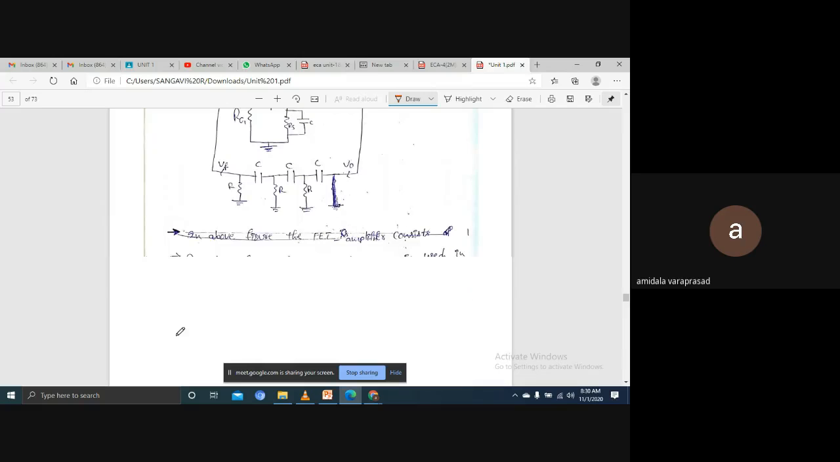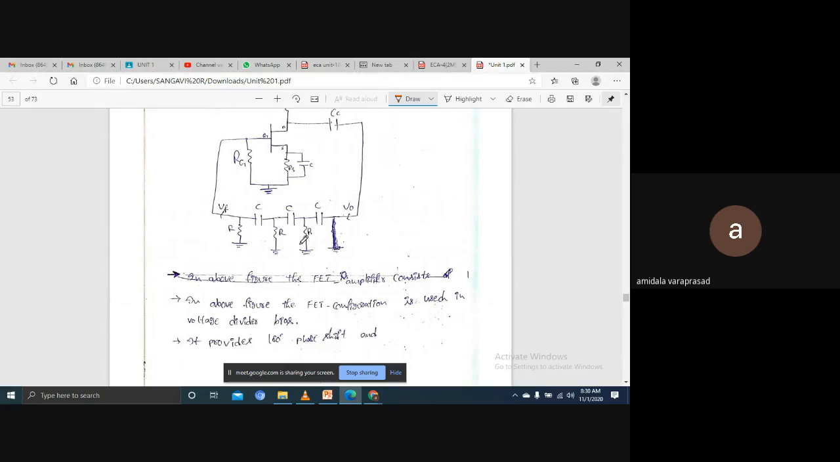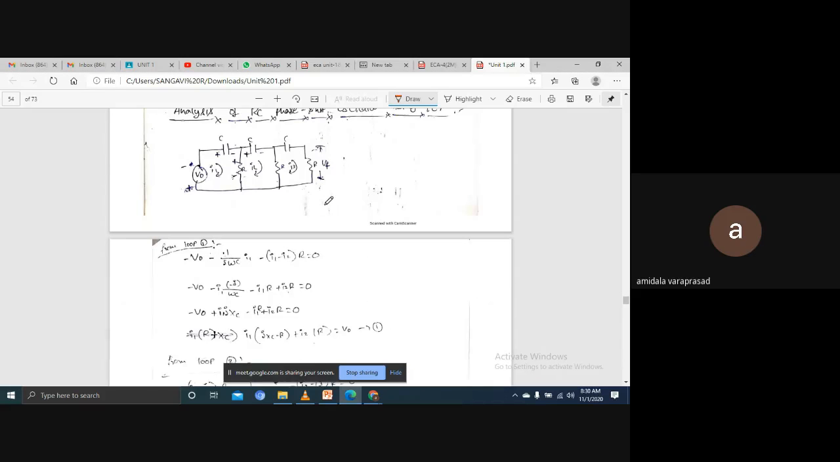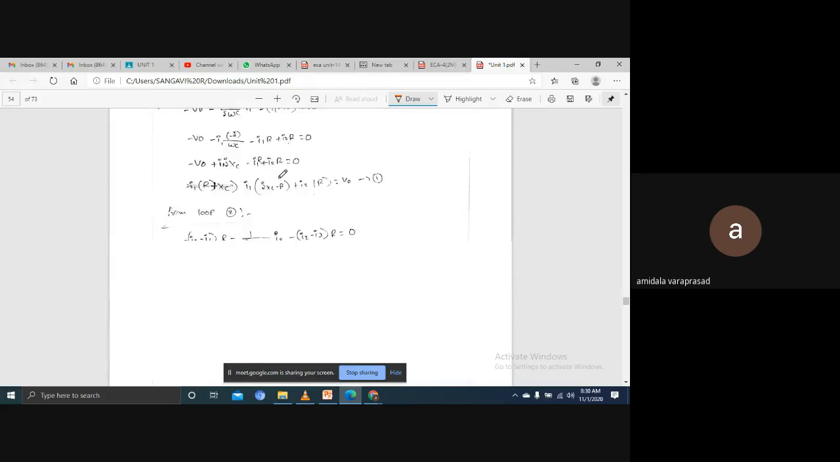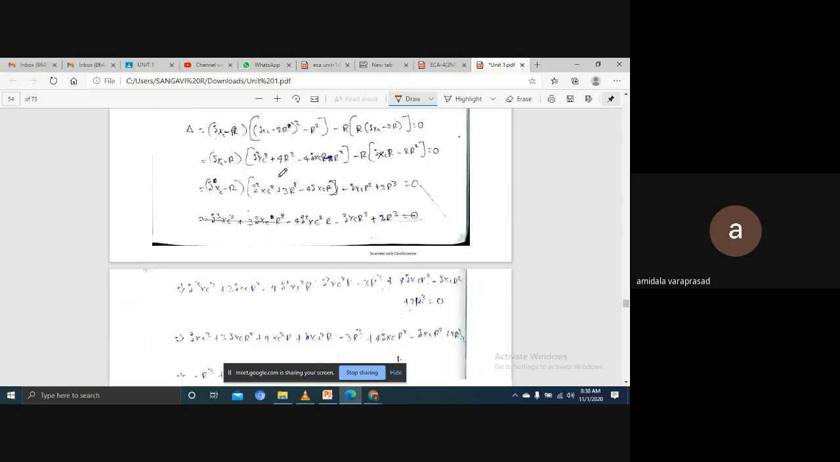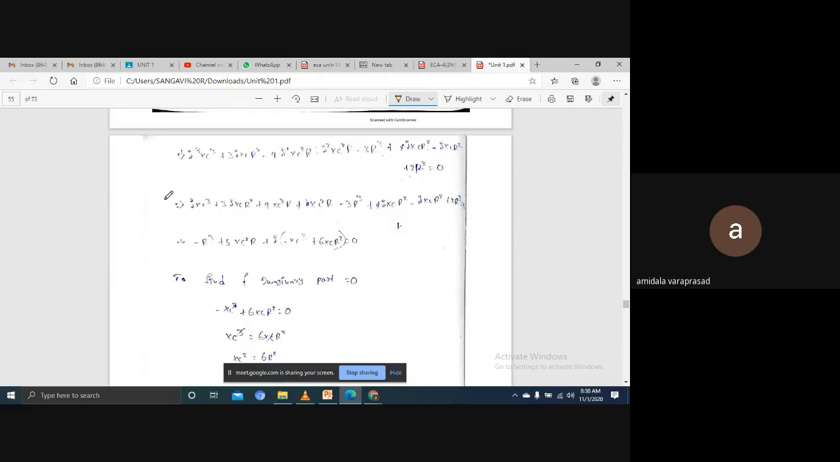Now the analysis. Directly I can take this output as V naught, and this feedback network only I'm going to consider. In the same way, here you can apply the loop equations. You can remember this one directly.